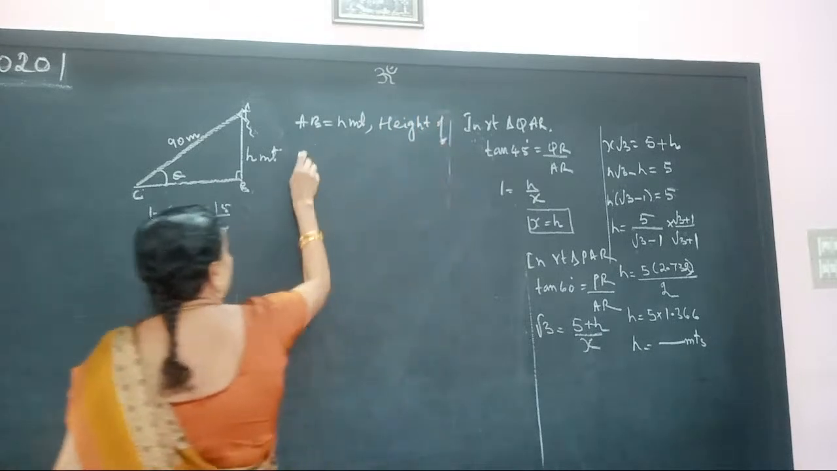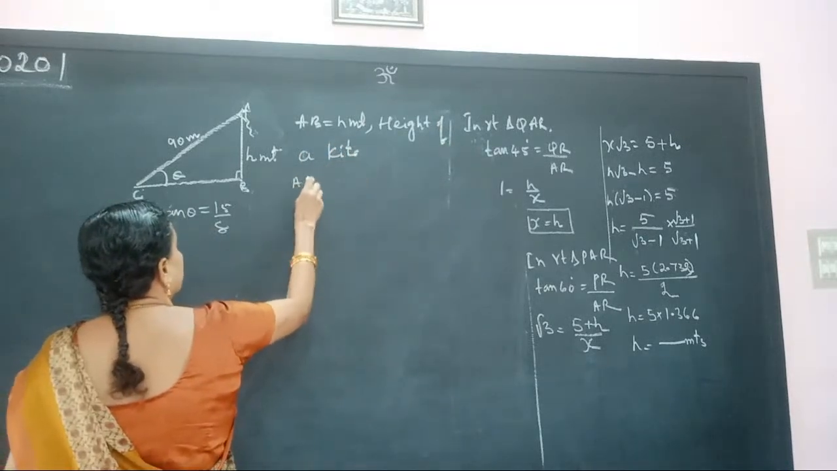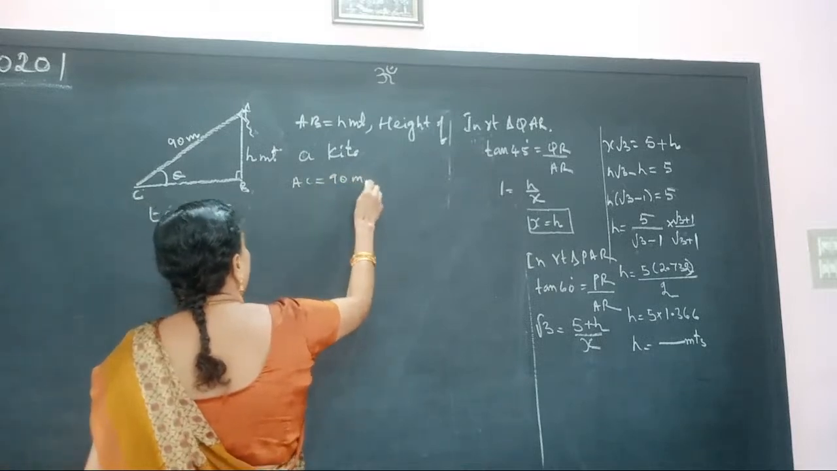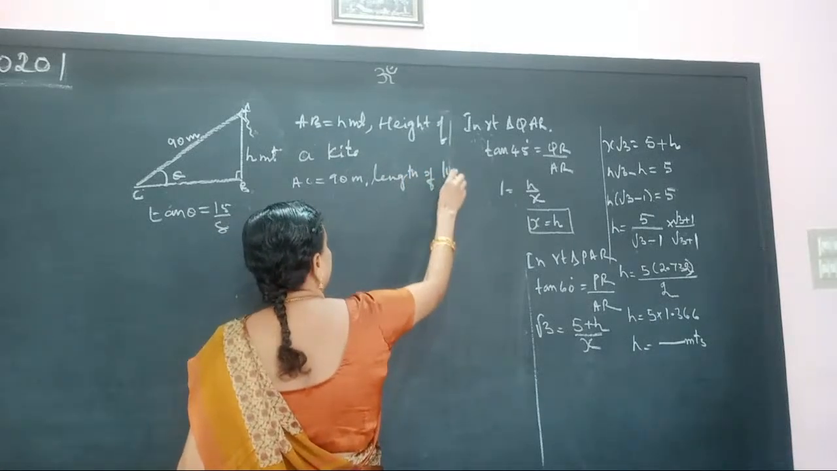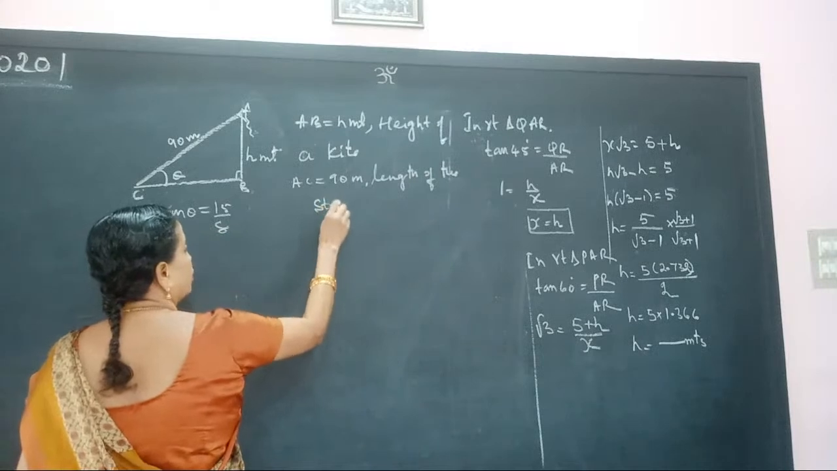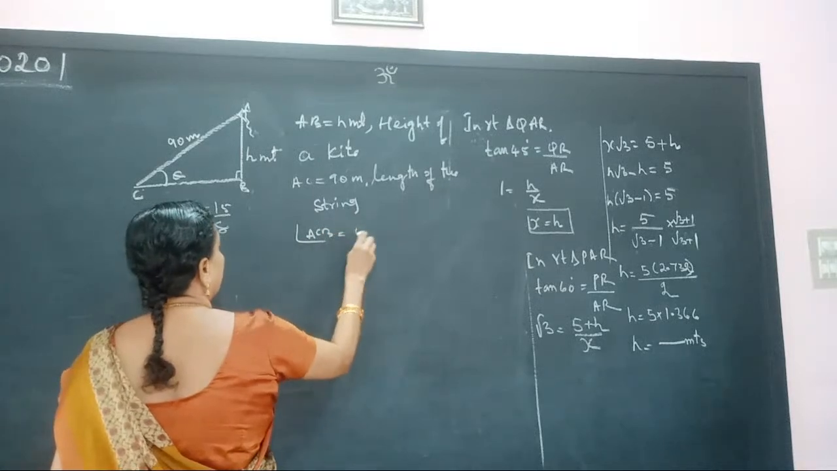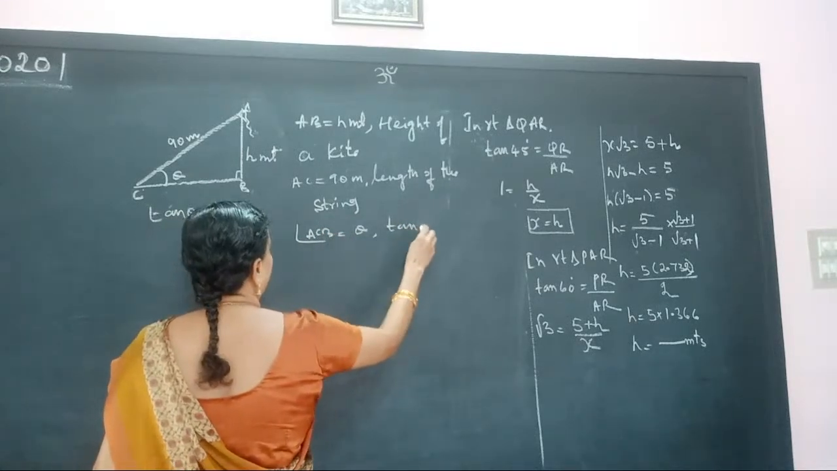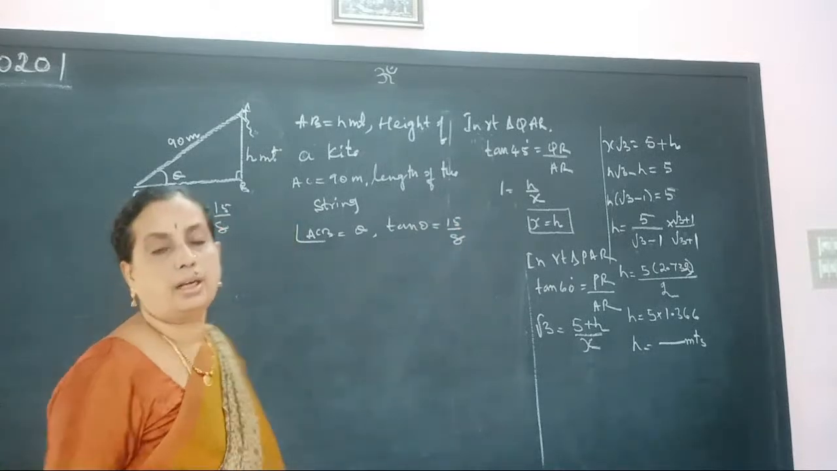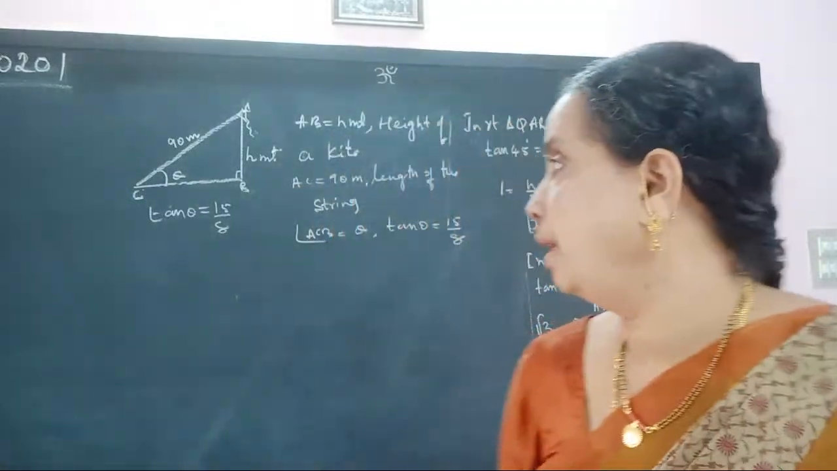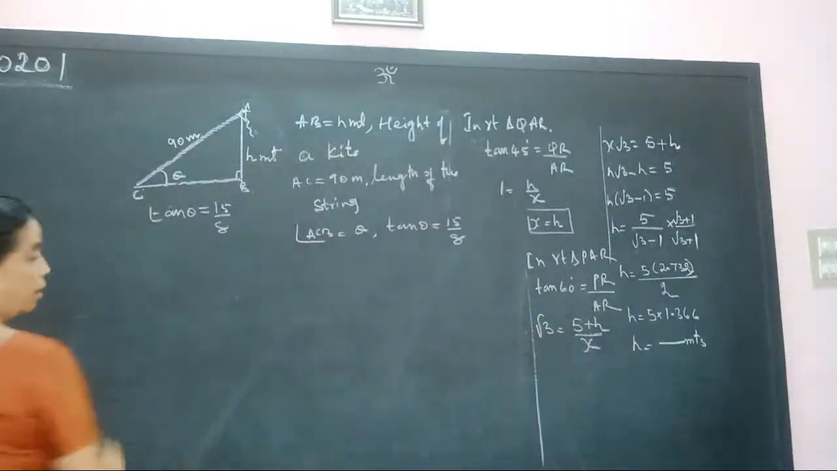Height of a kite. AC equals 90 meter, the length of the string. Angle ACB equals theta, that is tan theta equals 15 by 8. For tan theta, we require opposite side by adjacent side. Okay? So now consider the triangle. Can you see here?